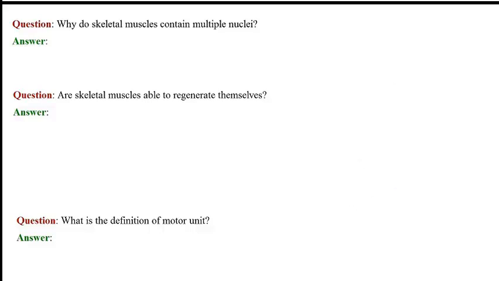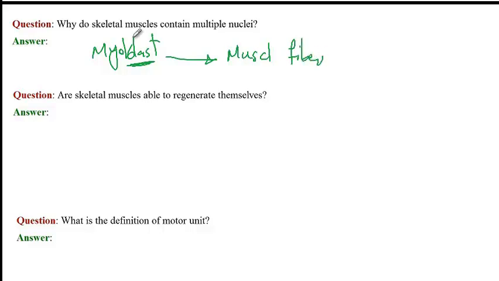So the very first question is, why do skeletal muscles contain multiple nuclei? And the answer is that during embryonic development, myoblasts, so anytime you hear the term blast, it means the immature form of that type of cell. So multiple myoblasts fuse to each other in order to form a muscle fiber. And so therefore, since multiple myoblasts are combined together, there would be multiple nuclei.